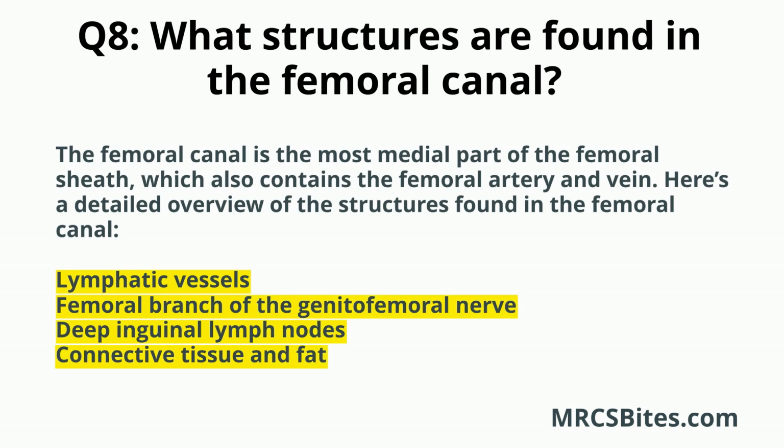The femoral canal is the most medial part of the femoral sheath, which also contains the femoral artery and vein. Here's a detailed overview of the structures found in the femoral canal. Lymphatic vessels. These are primarily responsible for draining lymph from the lower limb and can include lymph nodes. The lymphatic vessels help in the immune response and fluid balance.